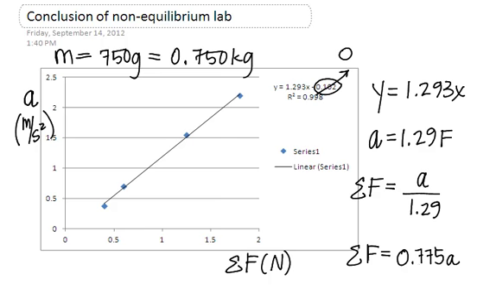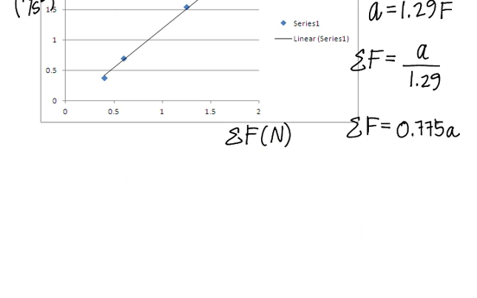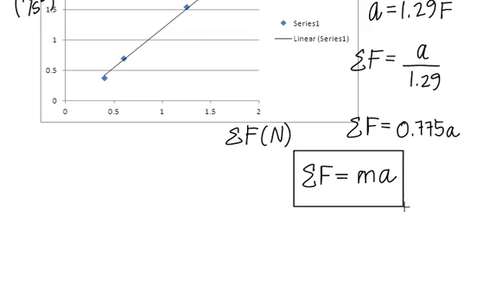So what could I substitute as 0.775? Mass. So the sum of the forces is equal to ma. That is Newton's second law. When an unbalanced force acts on an object, it will accelerate, and it will accelerate at a rate that depends on its mass. Okay? And the force. Bigger force on the same mass, you're going to get bigger acceleration.